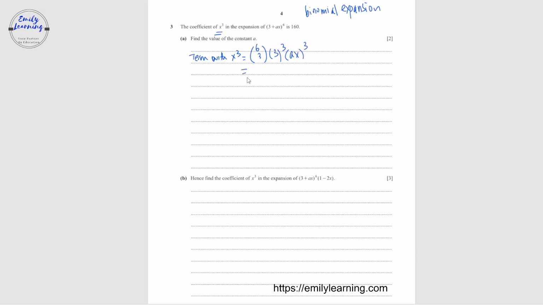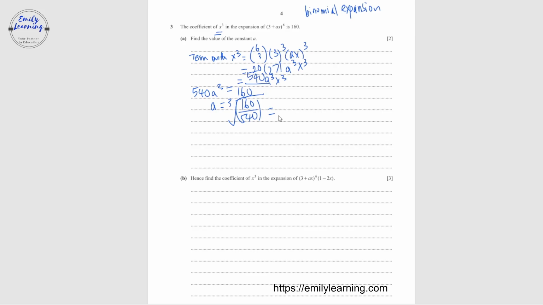Next, use your calculator to evaluate 6 choose 3, which gives us 20. Then times 3 cubed, which is 27. Then we expand this: a cubed x cubed, right? So I know 540 a cubed x cubed is the term with x cubed. So the coefficient is 540 a cubed. So 540 a cubed is equal to 160, right?